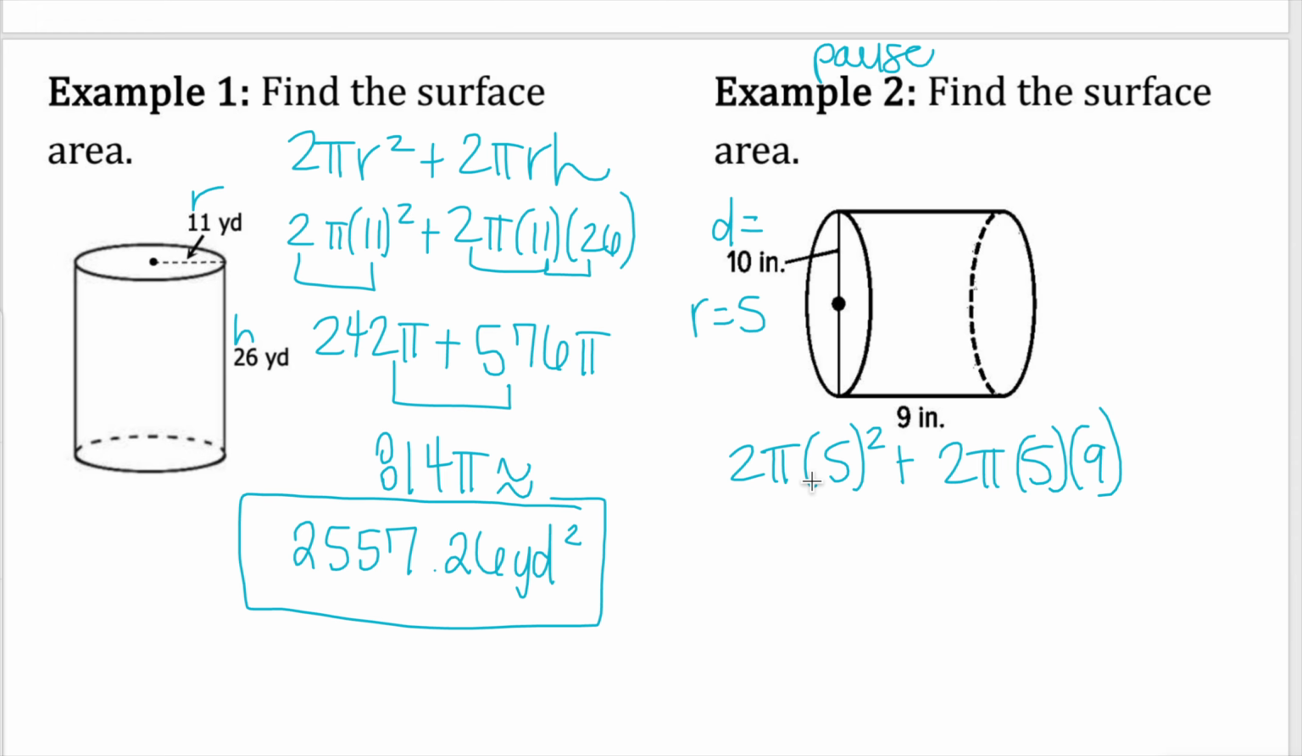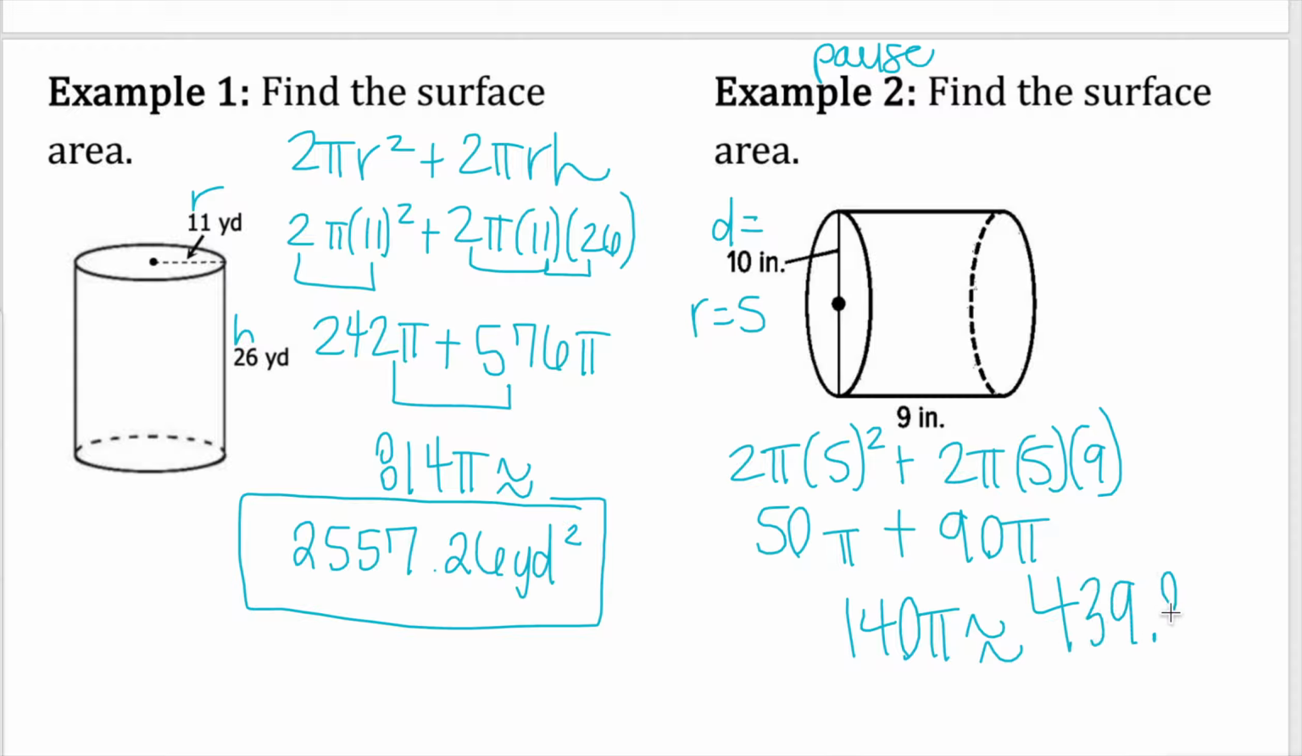5 squared is 25. 25 times 2 is 50. So that first section will be 50 pi. 5 times 9 is 45, times 2 is 90 pi. Together, 90 pi plus 50 pi is 140 pi. And then if you multiply 140 times pi, you're going to get about 439.82 square inches.